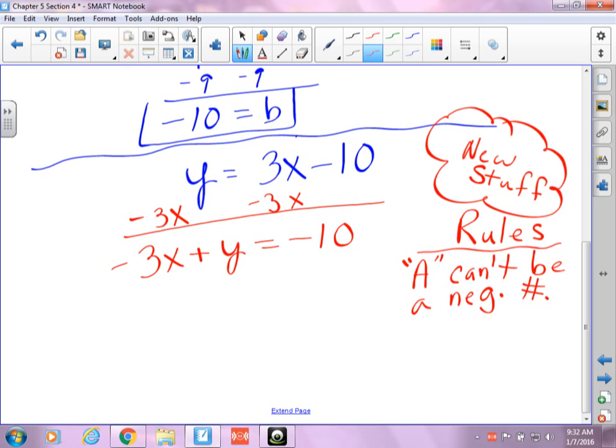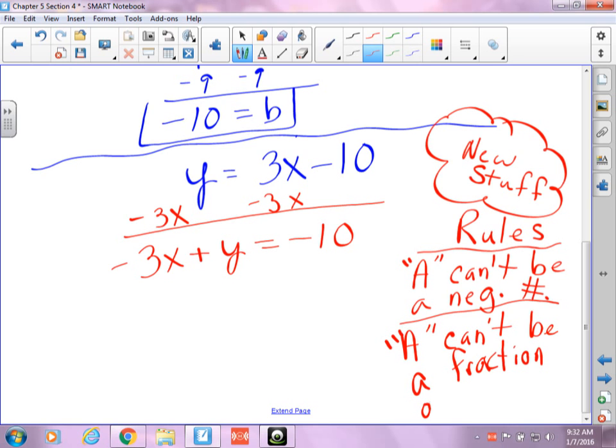Another thing is A can't be a fraction or decimal. We don't want it as a fraction or decimal. It's got to be a whole kid. I don't want a part to it. Okay, so take a look at our A in this situation.